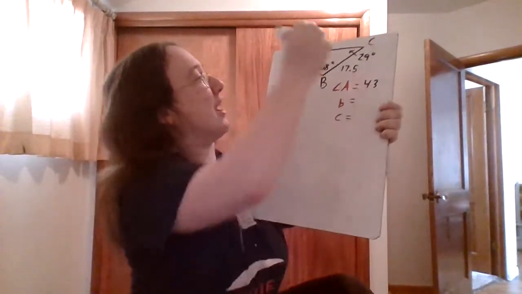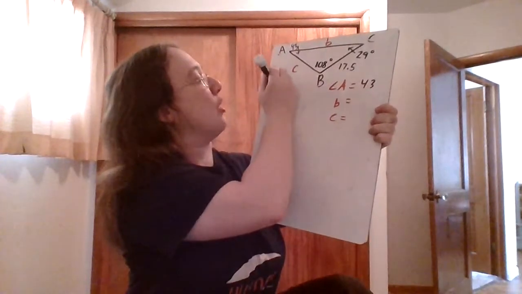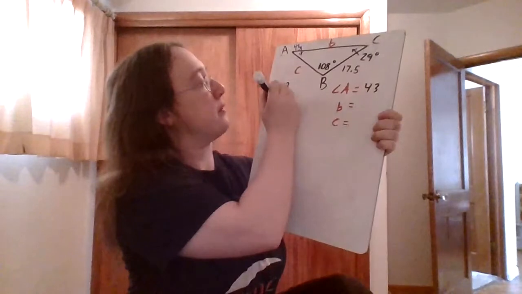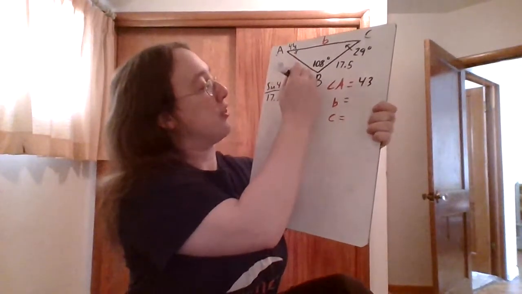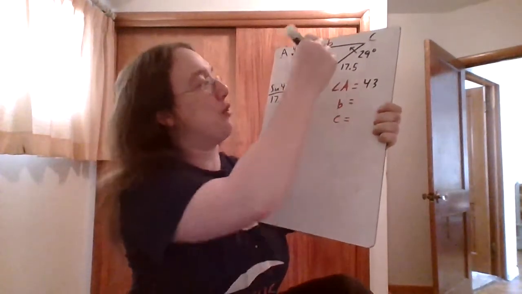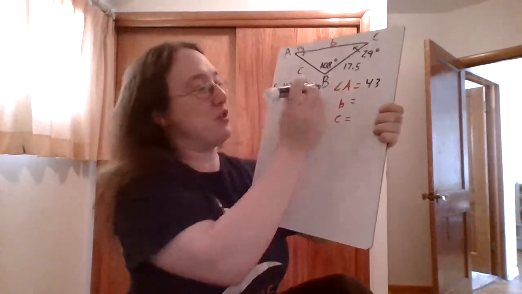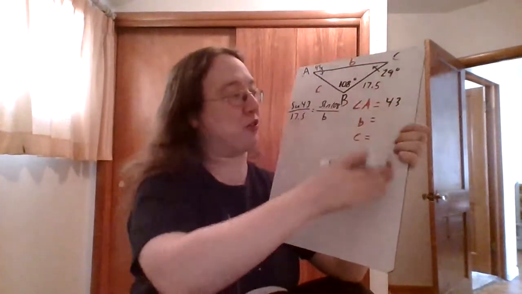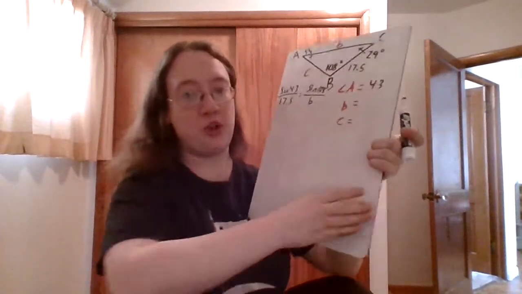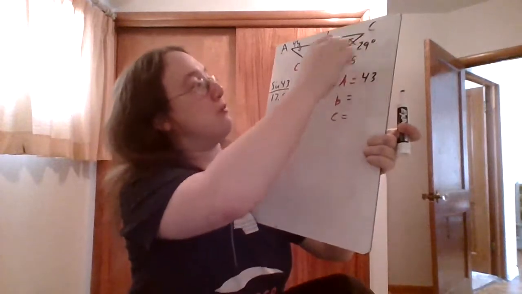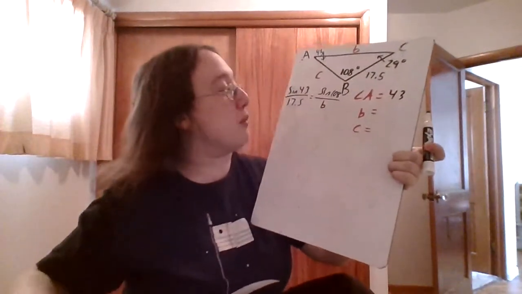Alright, so now we've got the sine of A. So the sine of 43 over little a, which is 17.5, equals the sine of B. And let's go ahead and find b first, so the sine of 108 over little b. Now, you can do these in any order. I'm just going straight down in the order I listed them in, but you could find c first if you wanted to. All you'd have to do is put c there, and instead of 108, we'd have 29. You'll end up with the same thing.